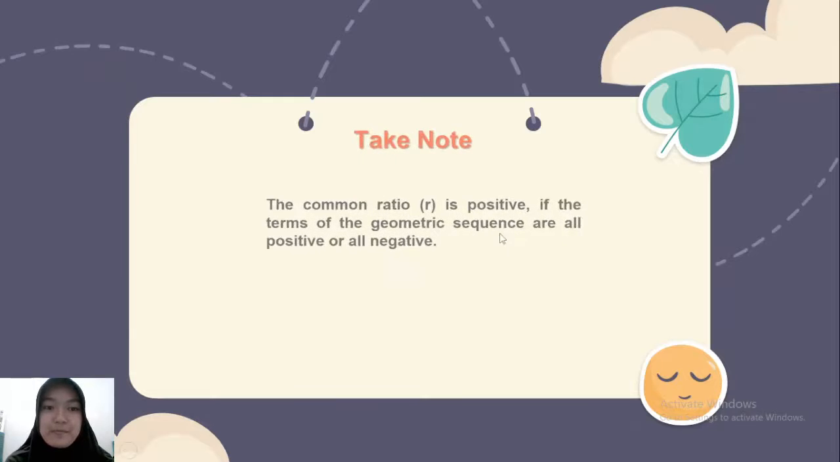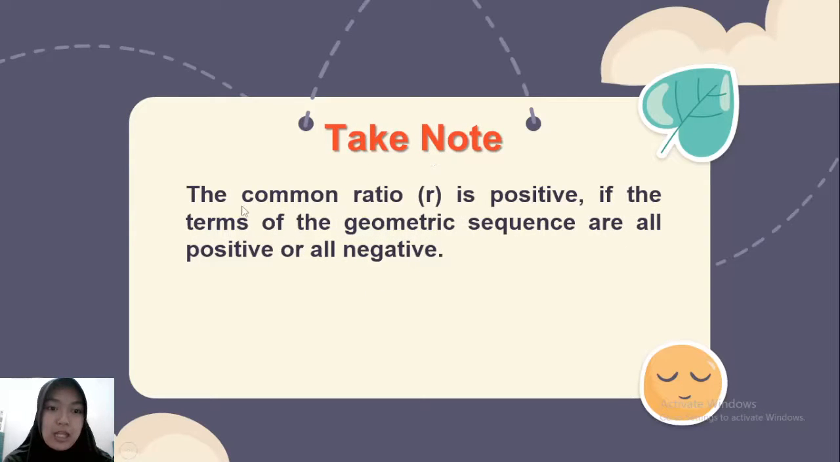Next, take note. The common ratio or r is positive if the terms of a geometric sequence are all positive or all negative. Just like this, the common ratio or r is positive if the terms of the geometric sequence are all positive or all negative.